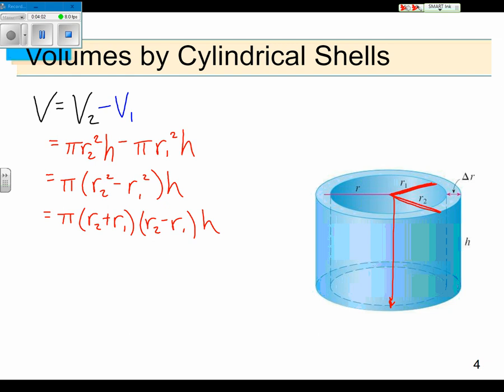Now, this next step might blow your mind a little bit, but I'm going to multiply everything by 2 over 2. I'm going to multiply by 1, so I ensure I do not change the value of my equation right here. So I'm going to put a 2 out here in front, and I am going to, this R2 plus R1 over 2, I'm going to put that bottom 2 right there. Okay. I'm going to move the h around a little bit.